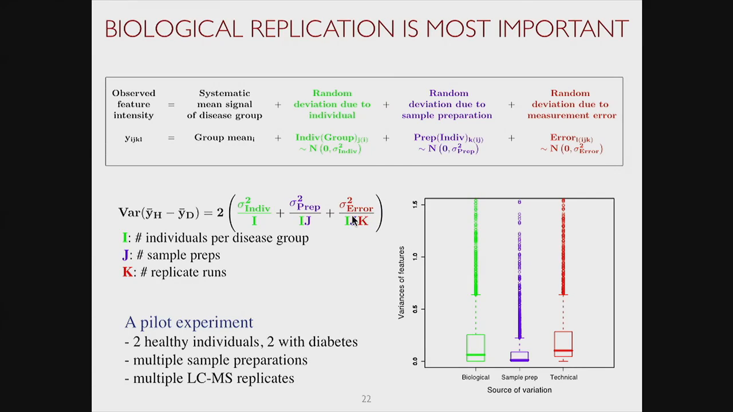So this is how we show technically that biological replication is the most important, because it is the most effective in reducing the uncertainty associated with the signal in the data. And the same thing actually applies with blocking, so this will be similar. We have the systematic signal between the groups. Here we have the random deviation due to the block, for example, the day-to-day variation that we talked about before.